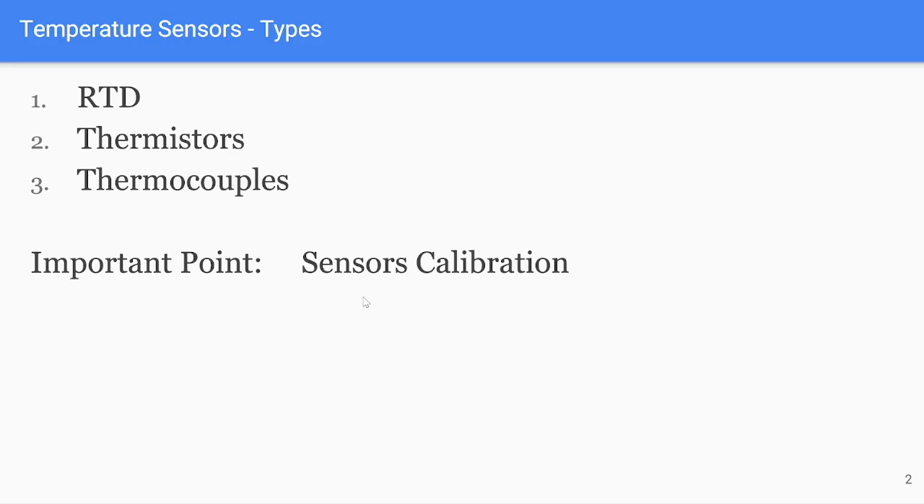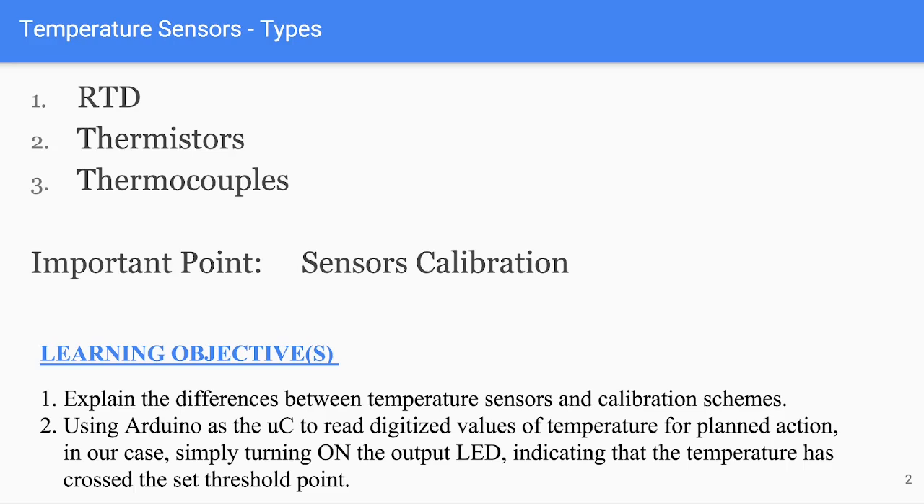Okay, but anyhow, the important thing for you to learn here is that there are three types of temperature sensors: RTD, thermistors, and thermocouples, and they do require calibration. And on top of that, as I mentioned, calibration is a feature which goes along with most system design. Okay, so let's carry on.